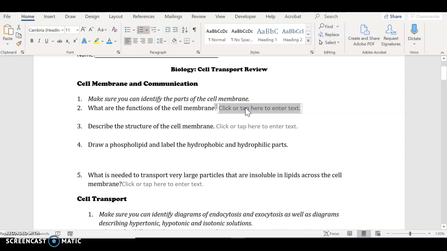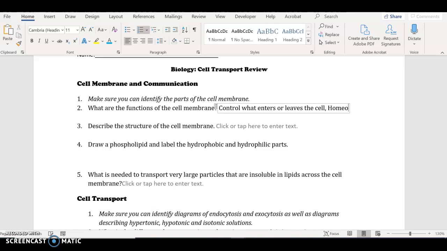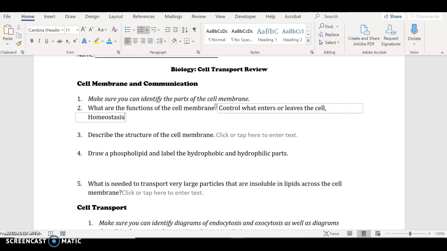So the main function of the cell membrane is to control what enters or leaves your cell. It also maintains something called homeostasis, which is keeping a constant internal environment. And it is also a barrier between the inside of the cell and the outside environment.